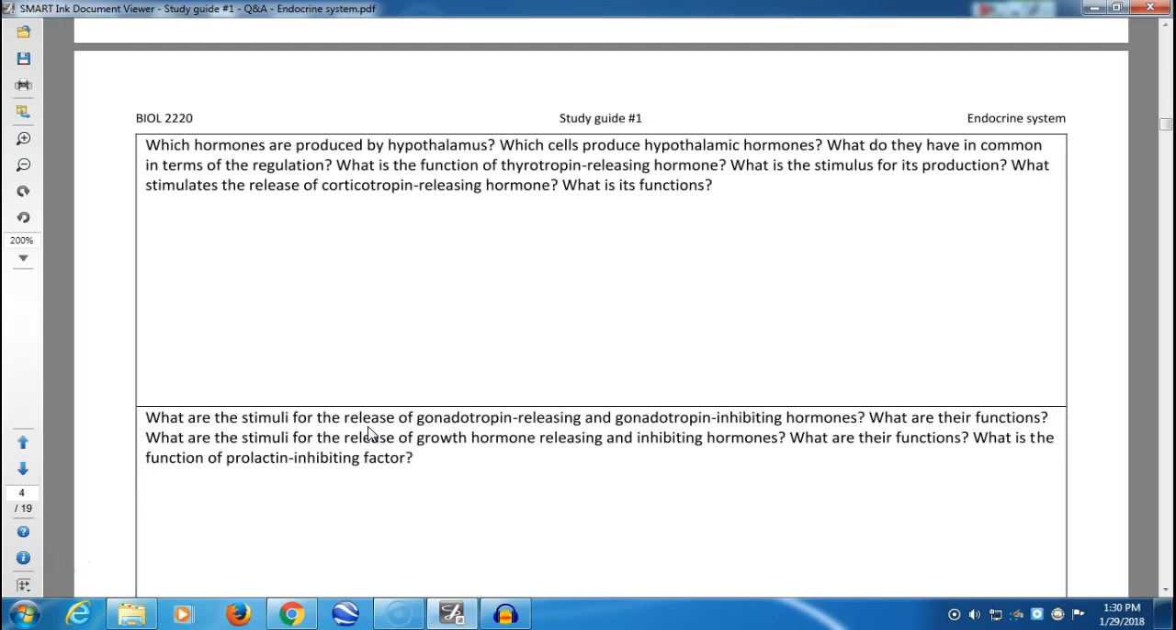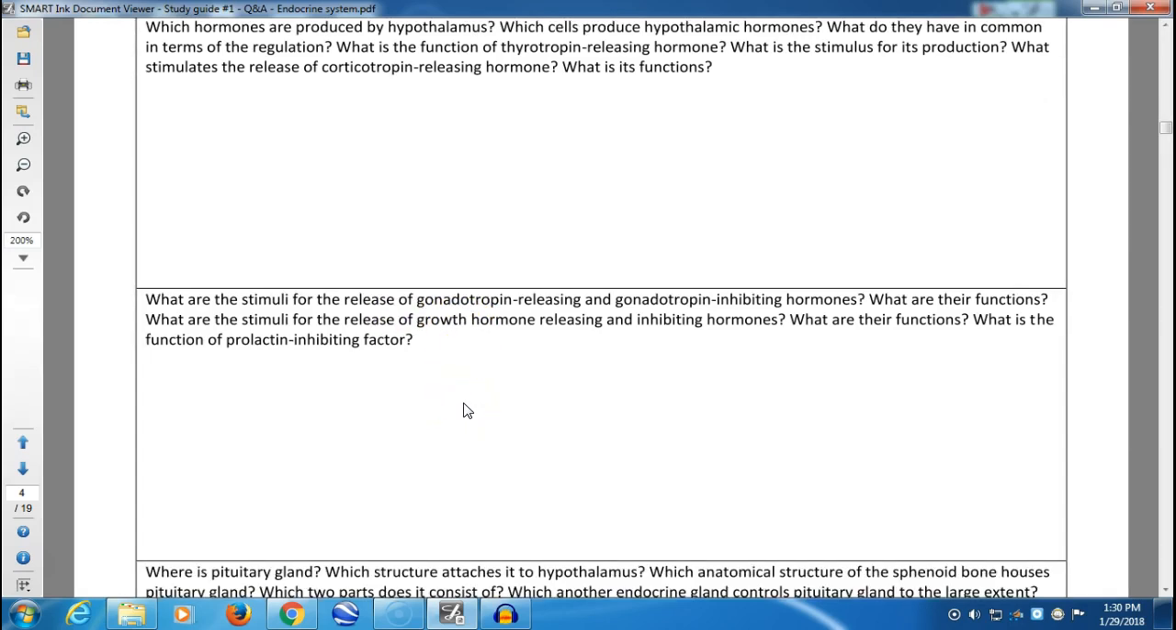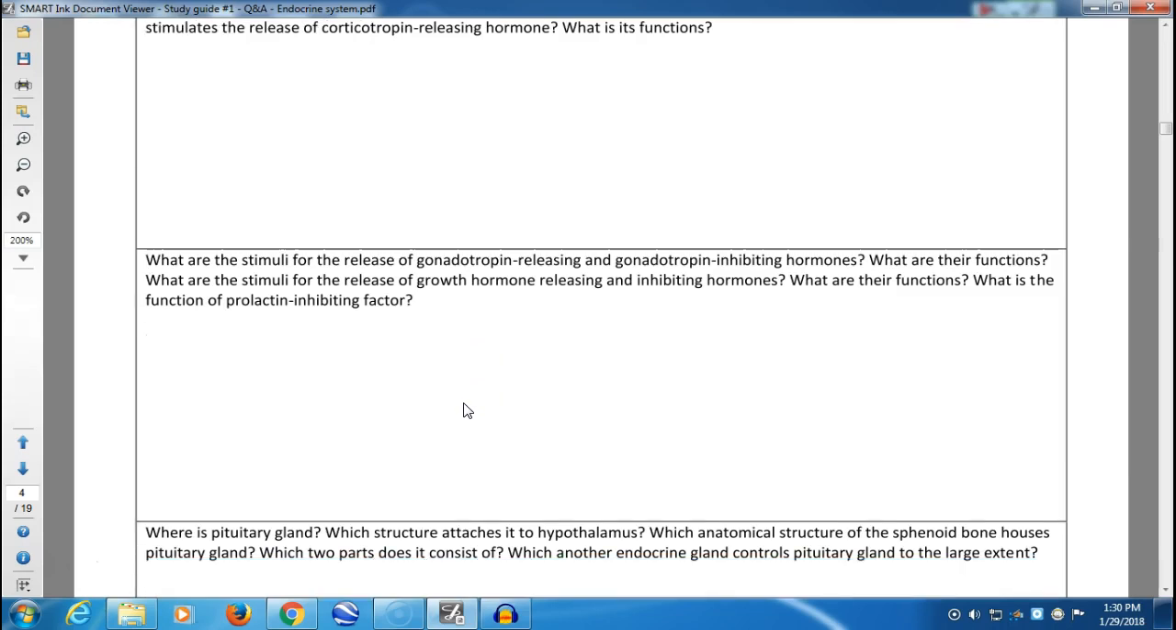Stress. So what is the stimulus for corticotropin releasing hormone all the way up in the hypothalamus? Stress. So we kind of can merge it. Does that make sense? So we're gonna get there. For prolactin inhibitor, it inhibits prolactin. Okay. Stimuli and functions for all other hypothalamic hormones we will mention down the road. Good? Any questions? We can move on.